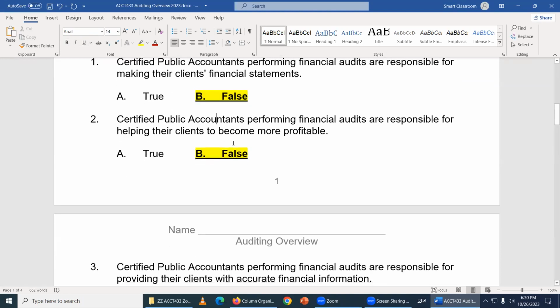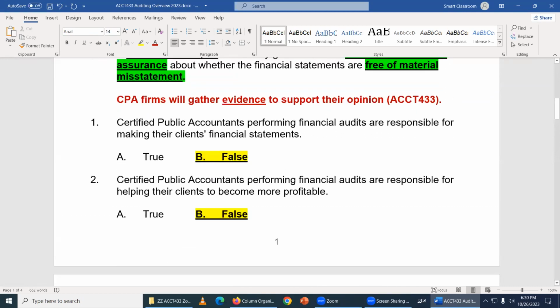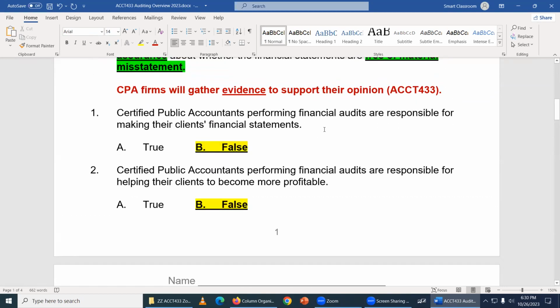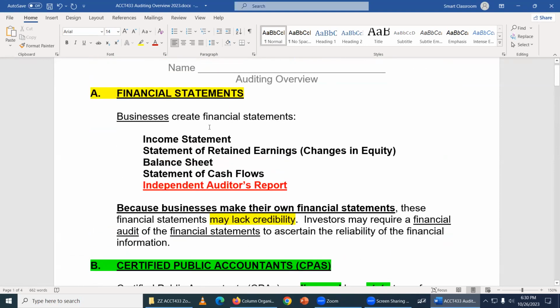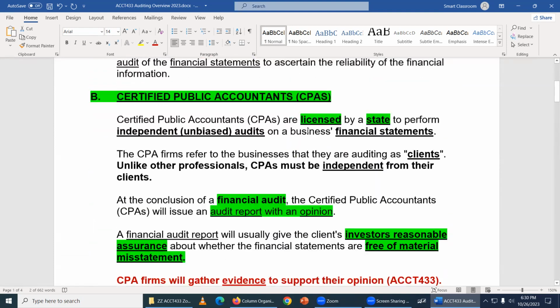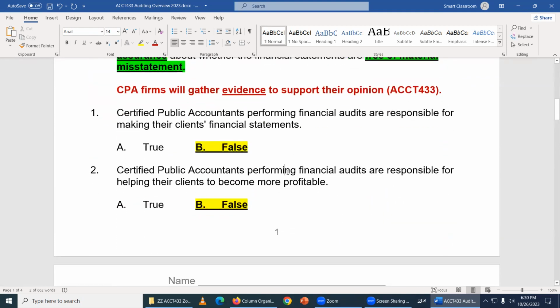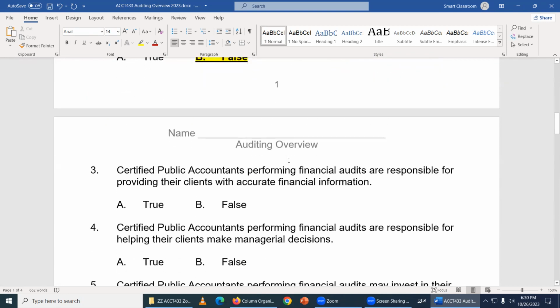Quite honestly, you want to avoid making, you cannot make any management decisions for them. If you think about it, that would make you not independent anymore, because your decisions would basically come out in those financial statements at some point, and you'd be auditing your own work. So you are not there to help your client. The best way to help your client is to stay independent.